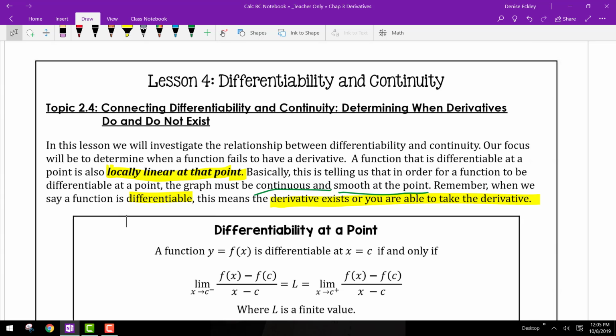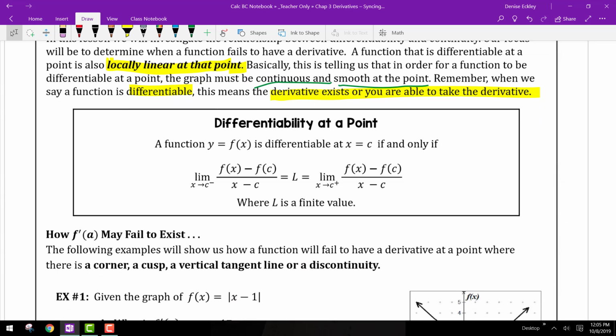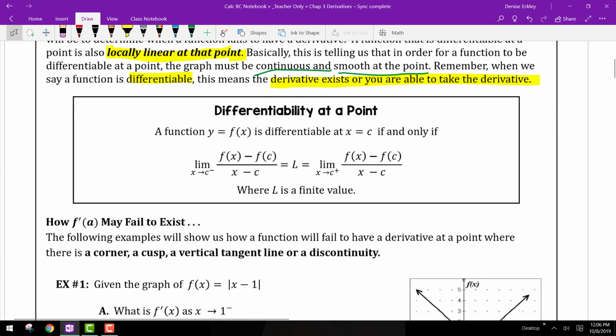So we have this formal definition of what differentiability at a point means. It means whenever you have a function f of x and we say it's differentiable at x equals c, what we're saying is this is true if and only if the limit from the left equals a real value and the limit from the right equals that same real value. So that means that the limit is finite and we can take the limit from both sides.